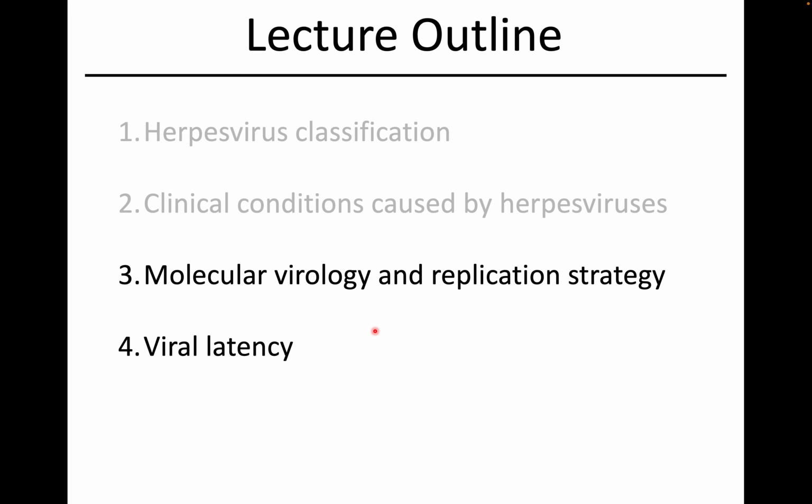Okay, this is the second half of the chapter on herpes viruses. In the first half, we went over classification and some of the clinical conditions caused by the various herpes viruses. In this portion, we're going to go through an overview of the molecular virology and replication, as well as talk briefly at the end about latency, since that is one of the key hallmarks of herpes viruses.